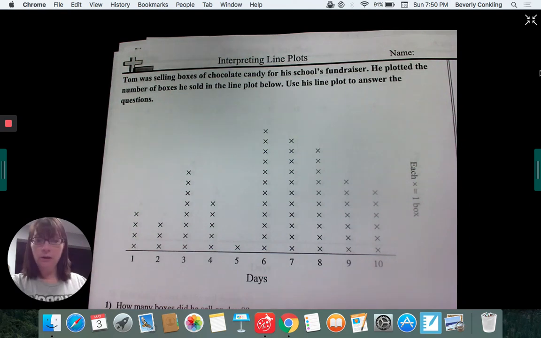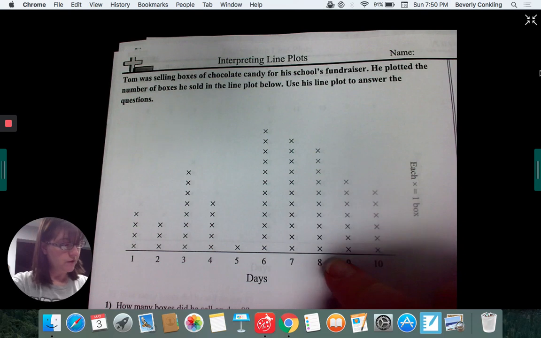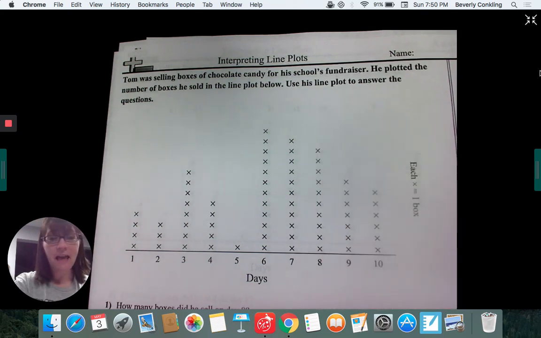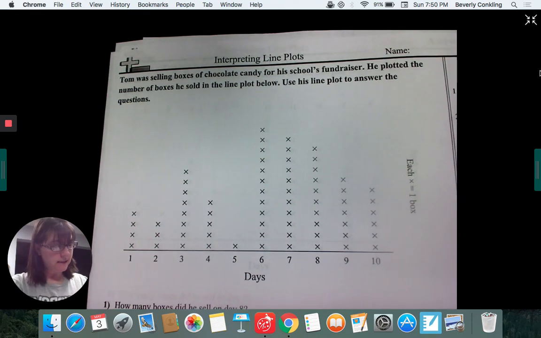So like if the question is, how many boxes did he sell on day 8? I would just count the number of X's, 1, 2, 3, 4, 5, 6, 7, 8, 9, 10. So he sold 10 boxes on day 8.